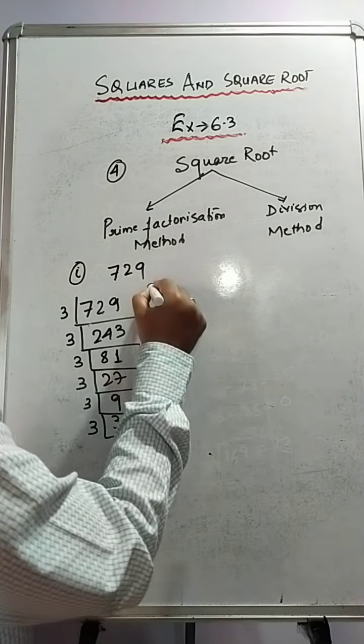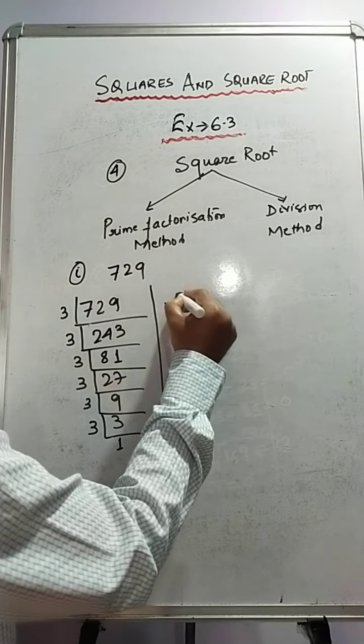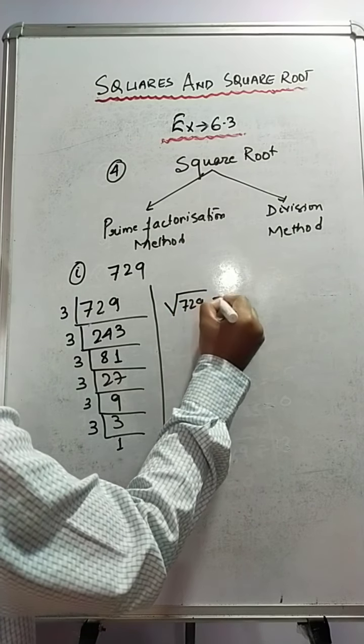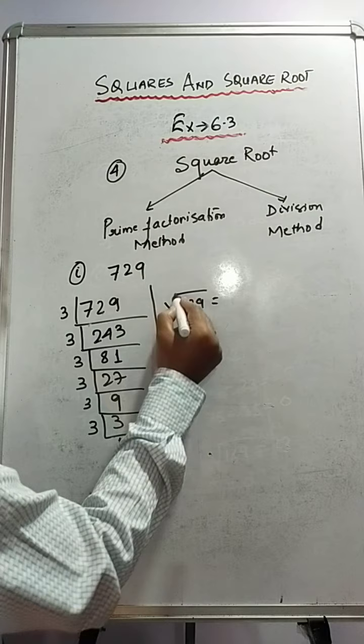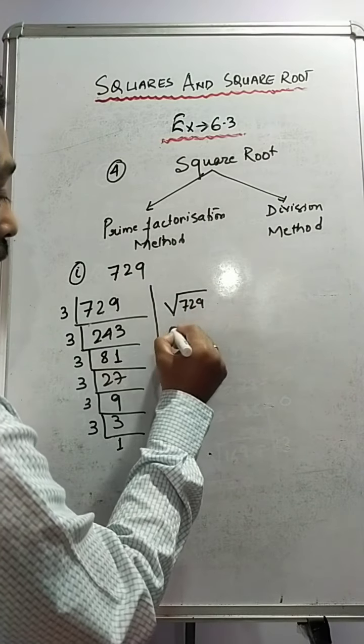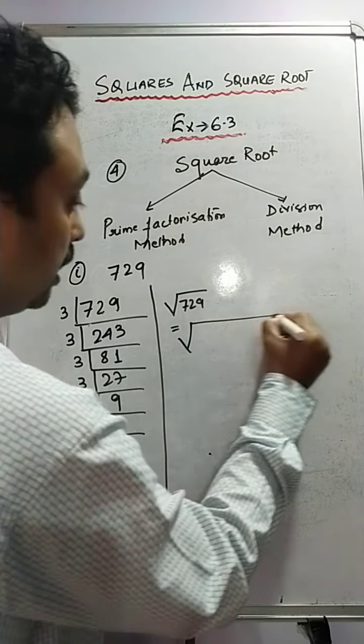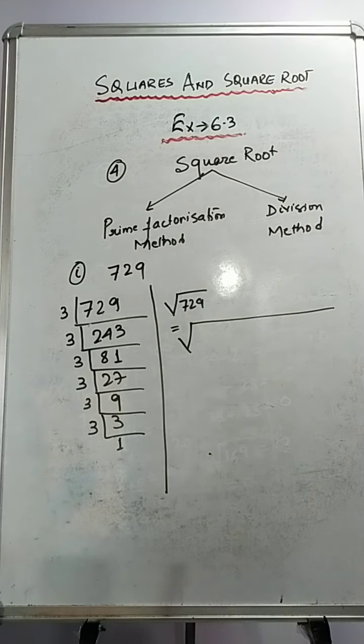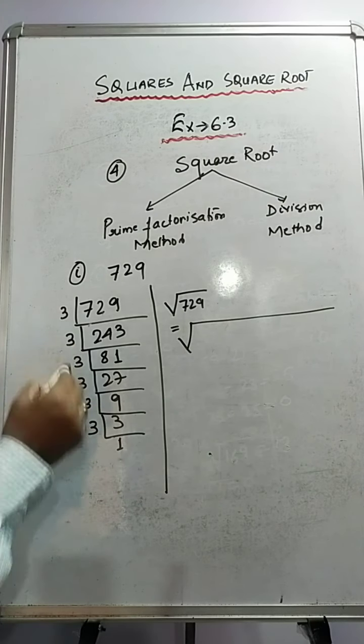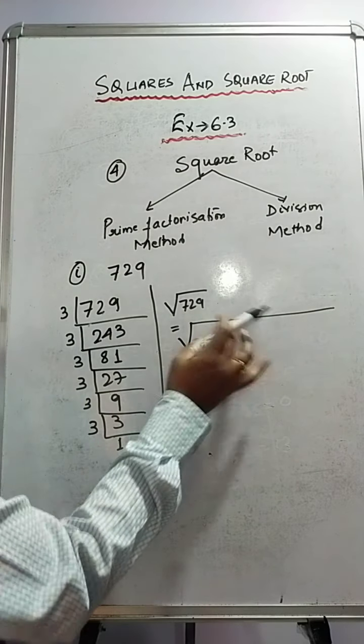You have to write in this way. That is 729. You have to put the number under the square root sign. Fine. And then you have to give an equals to sign, and a big square root sign. Now these are all the prime factors, so you will write all these prime factors under this square root sign.